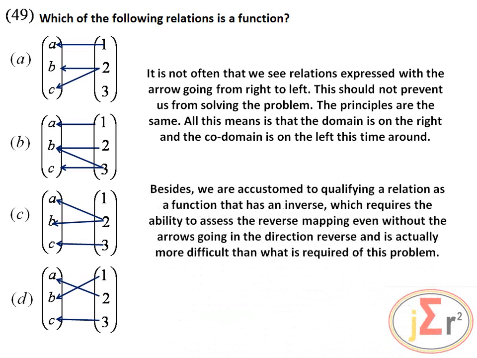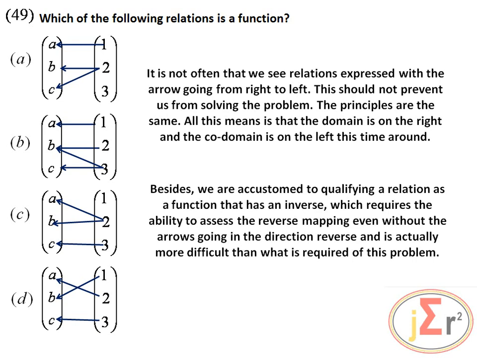Besides, we are accustomed to qualifying a relation as a function that has an inverse, which requires the ability to assess the reverse mapping even without the arrows going in the reverse direction, and is actually more difficult than what is required of this problem. Therefore, we should have no difficulty arriving at the correct answer.